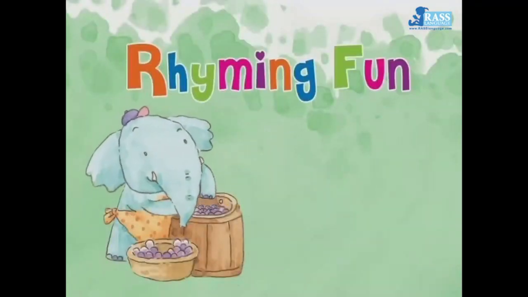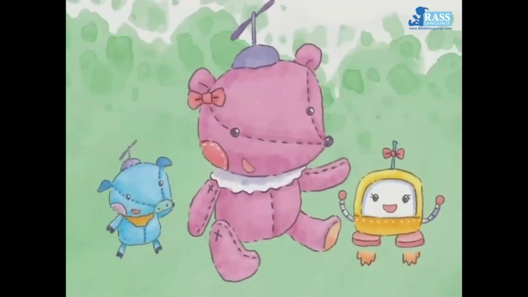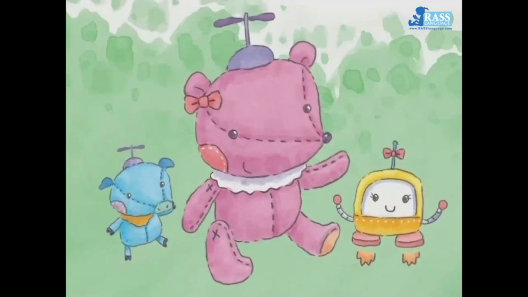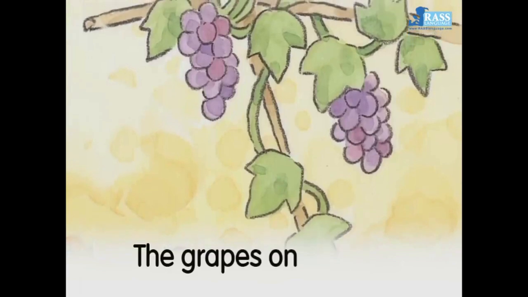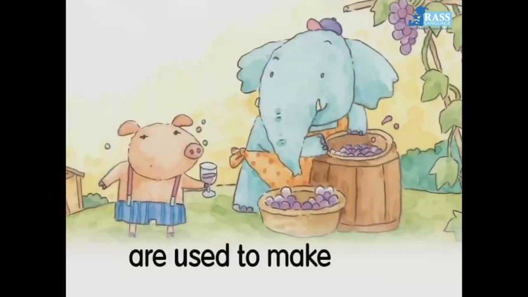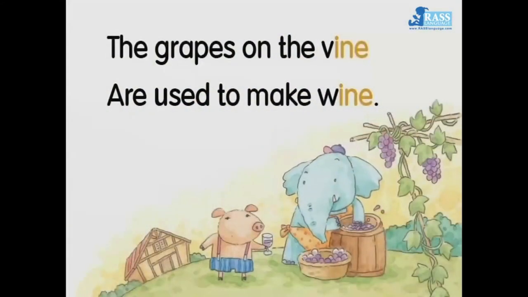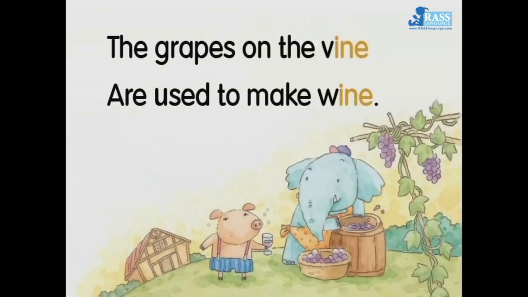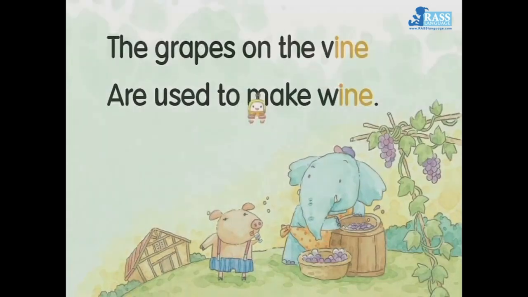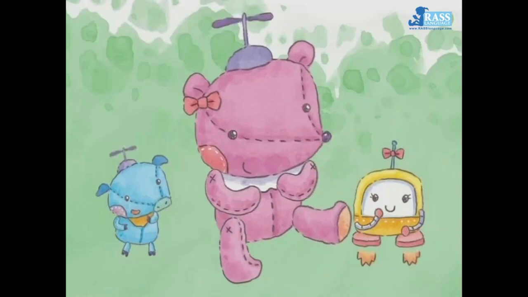Rhyming fun. It's rhyme time. Repeat after me. No problem. The grapes on the vine. The grapes on the vine. Are used to make wine. Are used to make wine. Come on, chant with me. The grapes on the vine are used to make wine. Wow, you did a good job. Yeah!